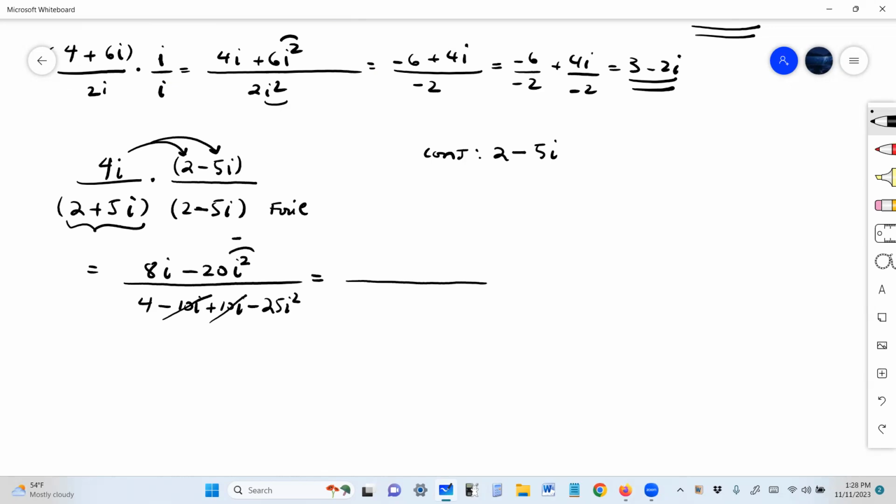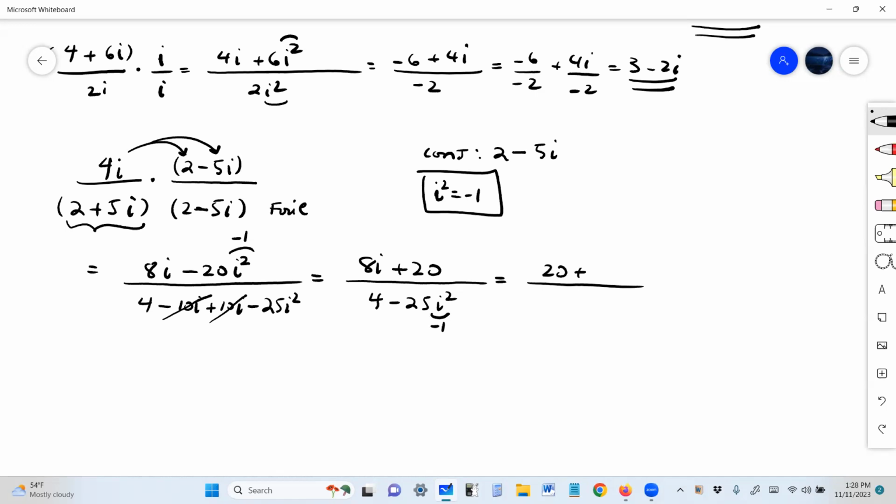Remember, i squared is minus 1. We have to make that transition. Anytime you're dealing with complex numbers, you must remember this. So I will have 8i minus 20 times minus 1, positive 20, and I will rewrite it in the proper order next time. So I have 4 minus 25i squared. And this is negative 1 as well.